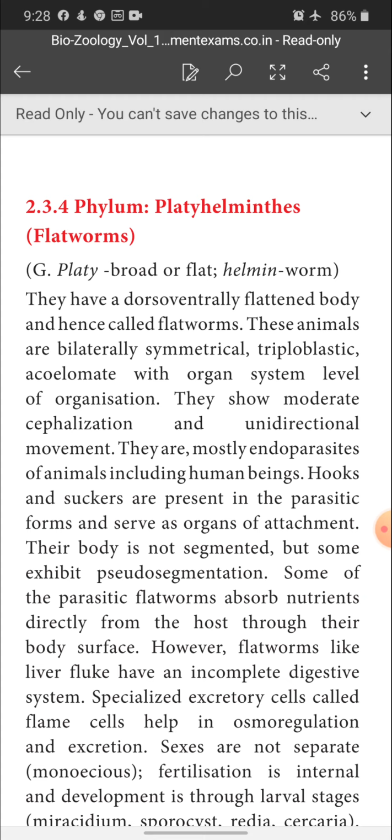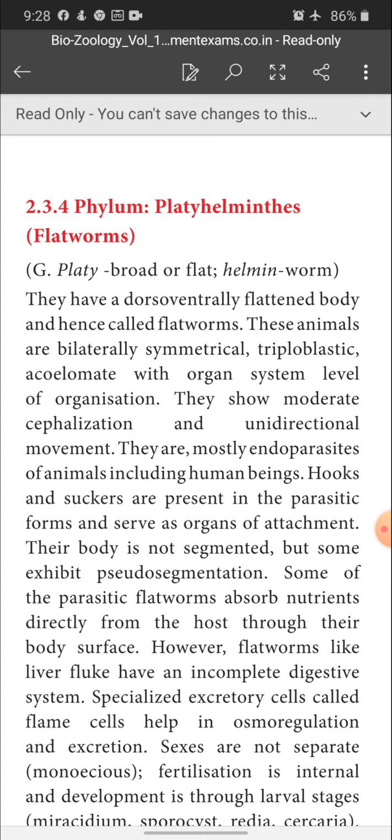They show moderate cephalization and unidirectional movement. So cephalization, formation of head. Cephalization means what? Formation of head begins in this phylum Platyhelminthes only. And unidirectional movement, it will move in any one direction.